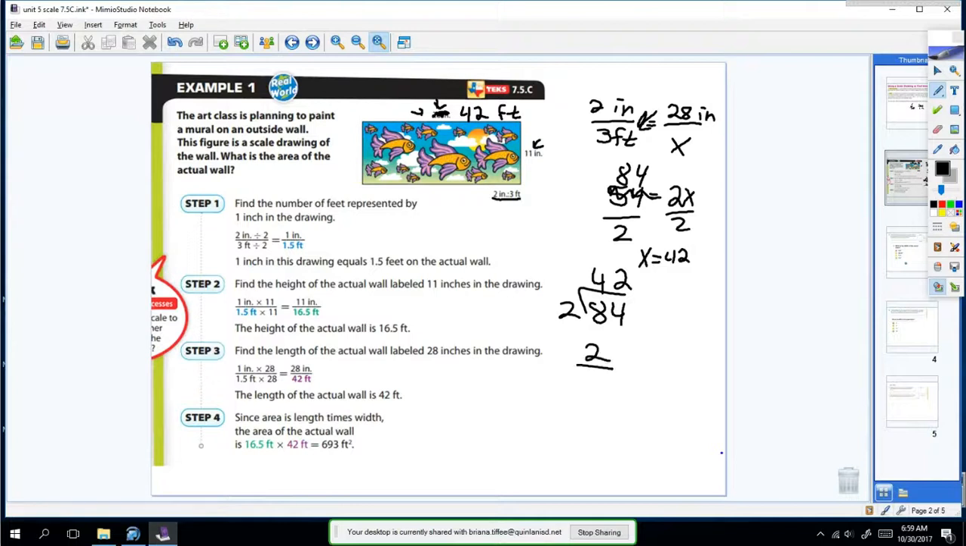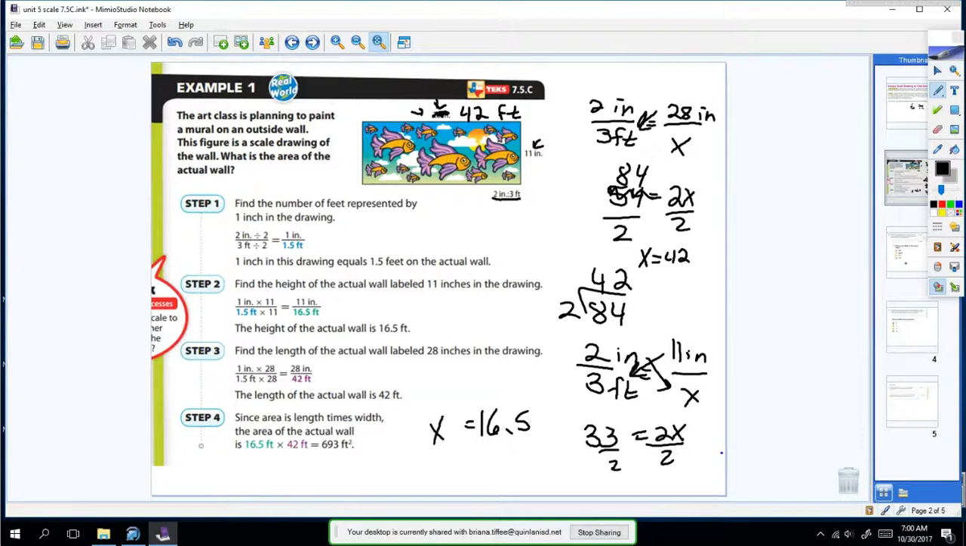You're going to again have 2 over 3, 2 inches over 3 feet, is then equal to 11 inches over x. And you're going to cross multiply. So you're going to do 11 times 3, which is 33, and 2 times x, which is 2x. And then you're going to divide by 2, which comes out to 16.5. So x is equal to 16.5. So again, you're going to cross out this 11 inches, and you're going to write 16.5 feet.